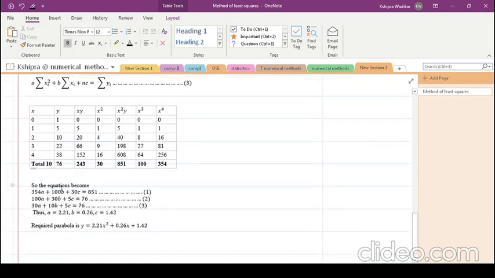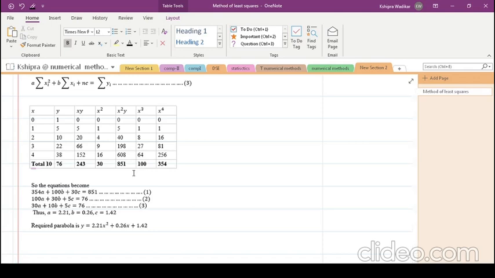So these are the three equations we are getting: 354a plus 100b plus 30c equal to 851, 100a plus 30b plus 10c equal to 76, 30a plus 10b plus 5c equal to 76.